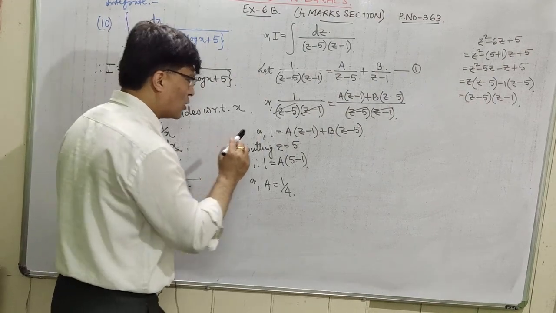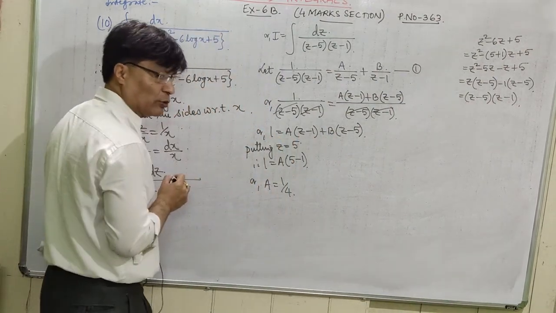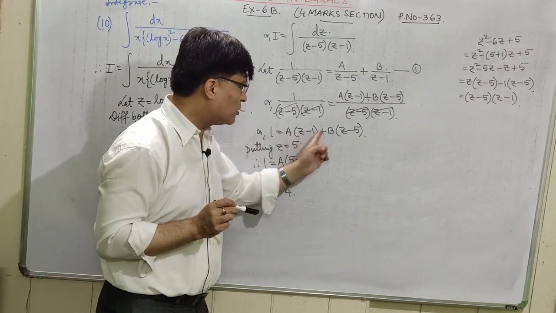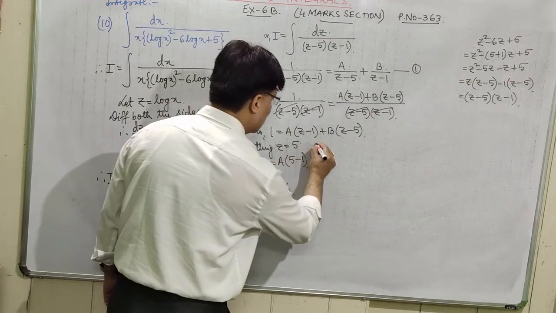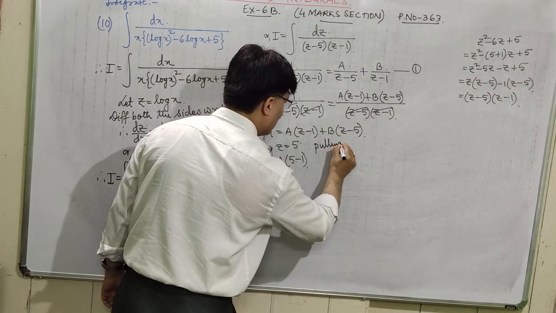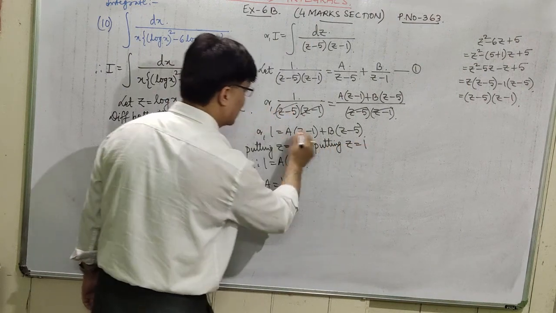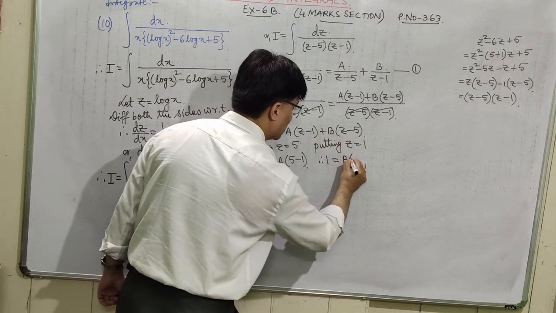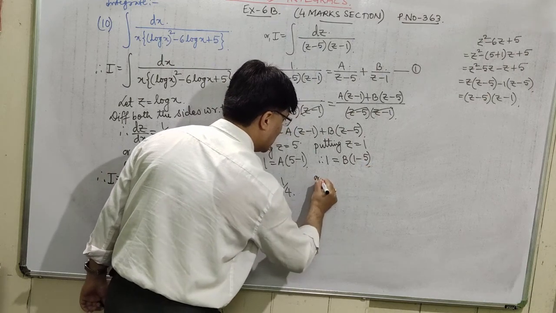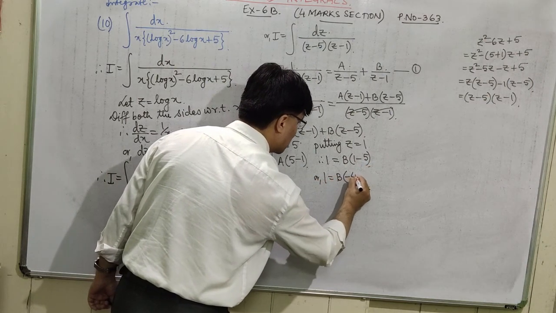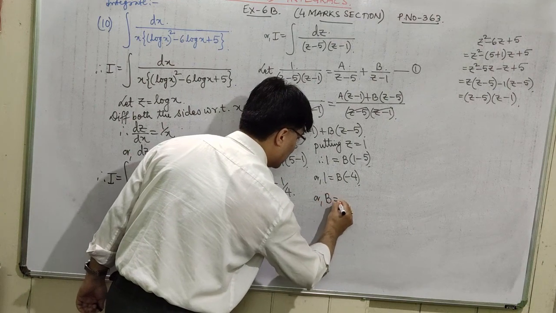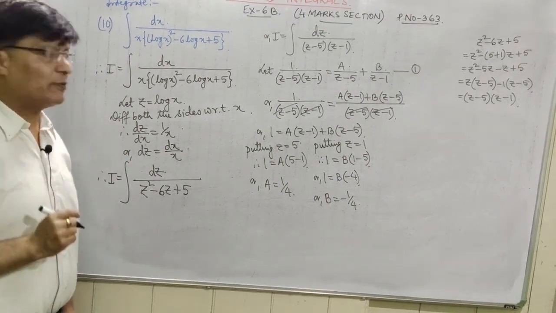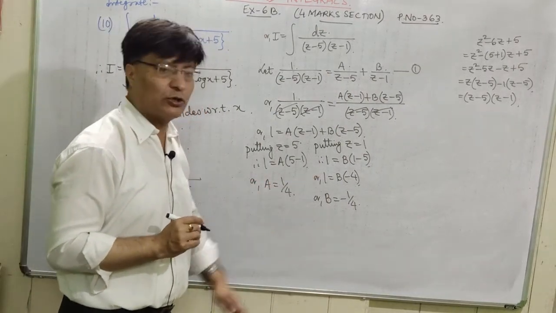Okay. So now in order to get the value for B, you have to make this first term 0 by putting some suitable value of z. If you put z is equal to 1, this term will be 0. You will get the value for B, isn't it? So putting z is equal to 1 so that this first term will be 0. So therefore 1 is equal to B into 1 minus 5, right? Or 1 is equal to B into minus 4. Or what is the value for B here? In this case, it is minus 1 upon 4. So I think you have understood it. So we get A is equal to 1/4 and B is equal to minus 1/4.